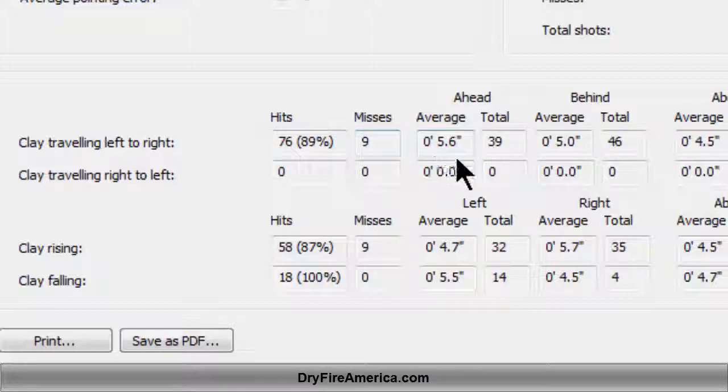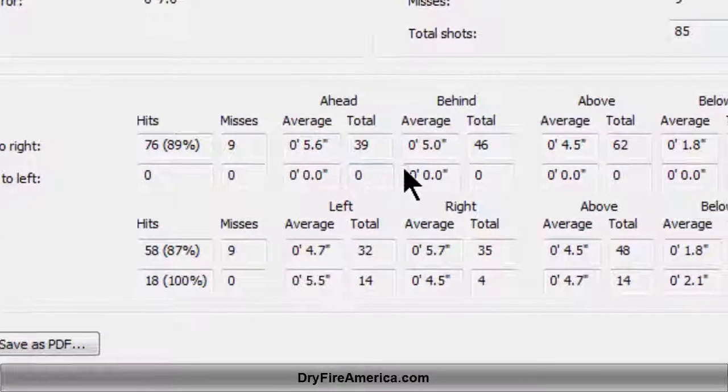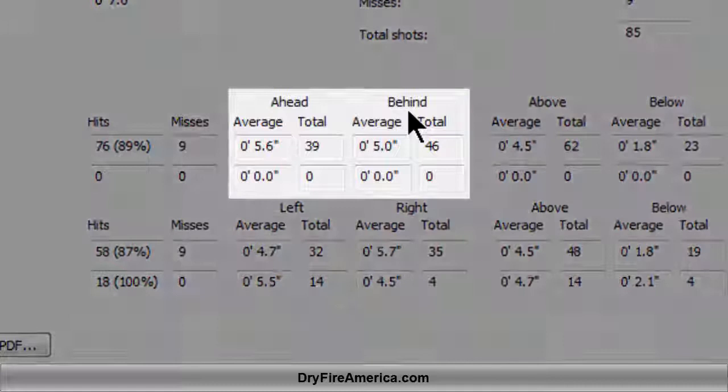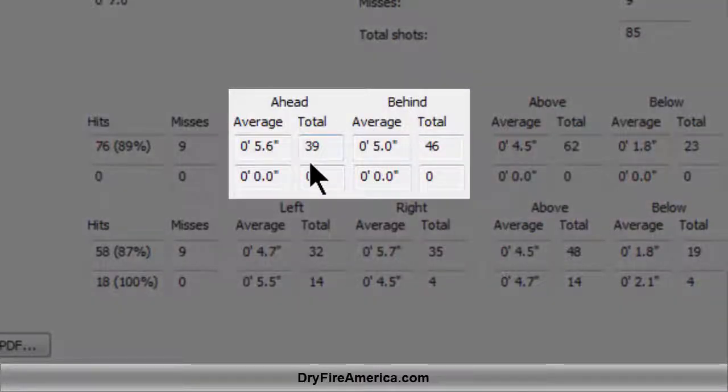The next area here is talking about whether I was ahead of the target or whether I was behind the target. So let's look here. It said 39 times I was ahead of the target. Target was moving from left to right. So 39 times I was to the right of it or ahead of it. And when I was shooting ahead of it, on average I was 5.6 inches too far ahead of it to be perfect. Then what about when I was behind?